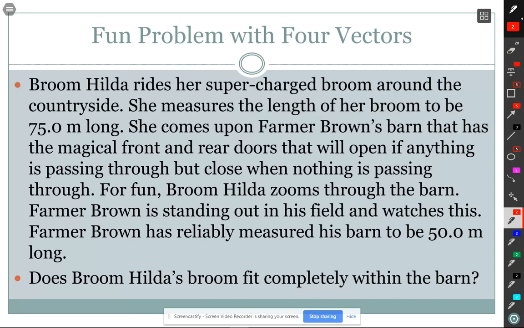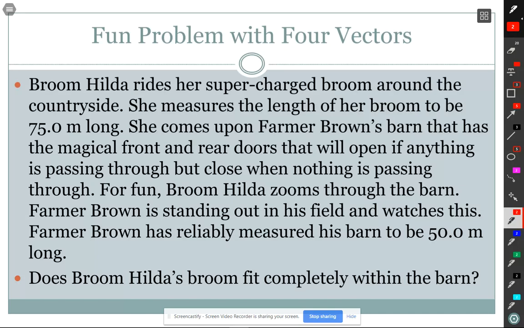I embellished a little. Broomhilda, you guys know who Broomhilda is, the comic strip. She's riding along on her supercharged broom around the countryside. She measures the length of her broom to be 75 meters long. Is that a contracted length or a proper length? She's sitting on the broom. She measures from the front of the broom to the back of the broom, 75 meters. Is that proper length or a contracted length? Proper is correct. It's proper because the object wasn't moving with respect to her reference frame.